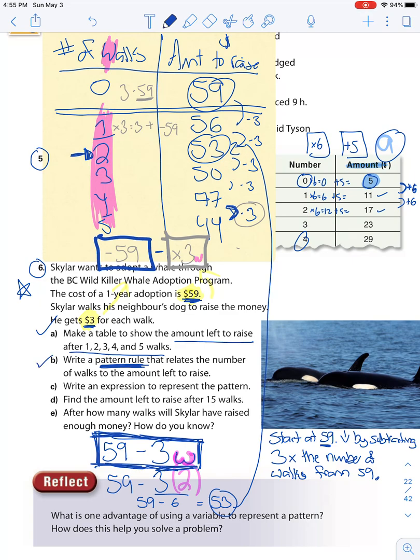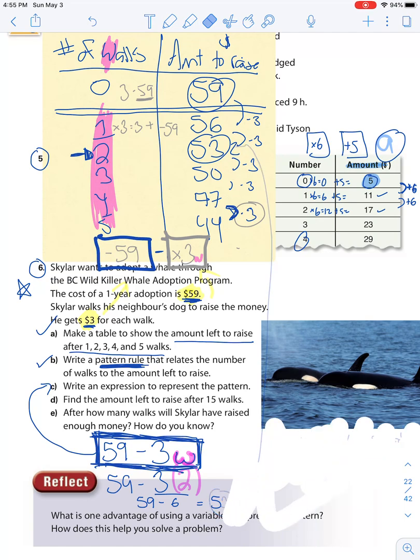So don't worry about this one so much if you didn't get it for the pattern rule. The expression I would think that we should have a bit more success with, which is this one. Okay, so 59 minus 3 times W. Okay, next. Find the amount left to raise after 15 walks.